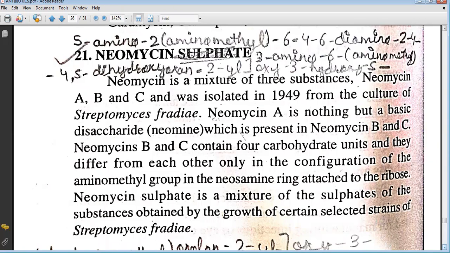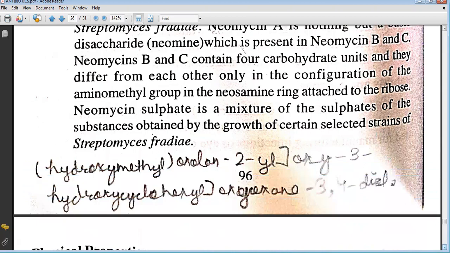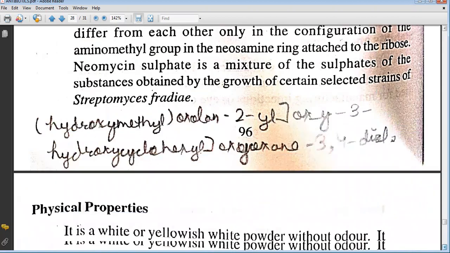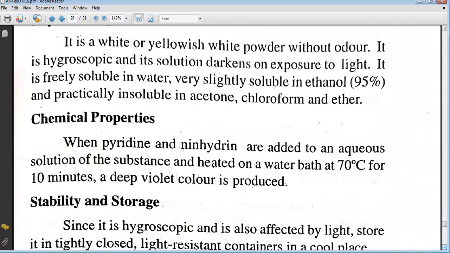Neomycin B and C contain four carbohydrate units and they differ from each other only in the configuration of the aminomethyl group in the neosamine ring attached to the ribose. Neomycin sulfate is a mixture of the sulfates of the substances obtained by the growth of certain selected strains of Streptomyces fradiae. It is a white or yellowish white powder without odor.